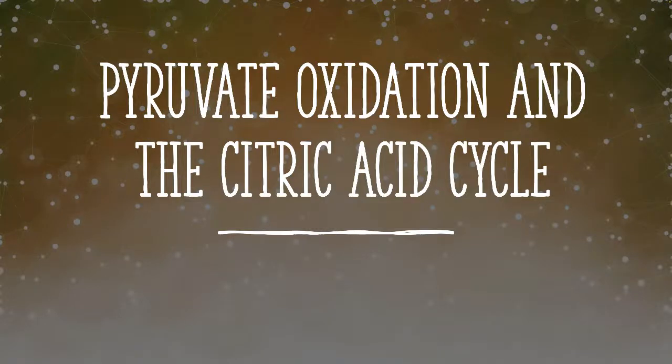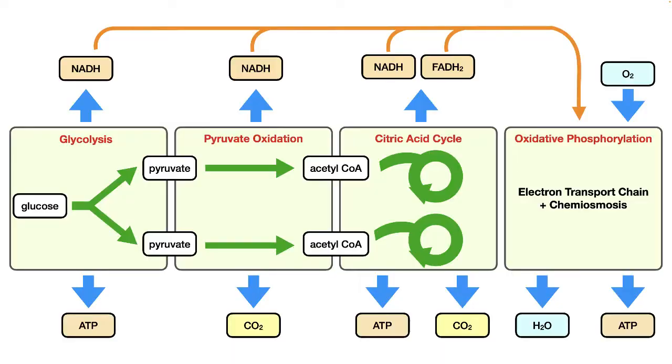In this video, we'll discuss pyruvate oxidation and the citric acid cycle. All right, this fits into our larger discussion of cellular respiration, which is diagrammed here. Recall that at the end of glycolysis, glucose has been broken down into two molecules of pyruvate with 3 carbons each. And glycolysis is an anaerobic process, meaning that no oxygen is required.